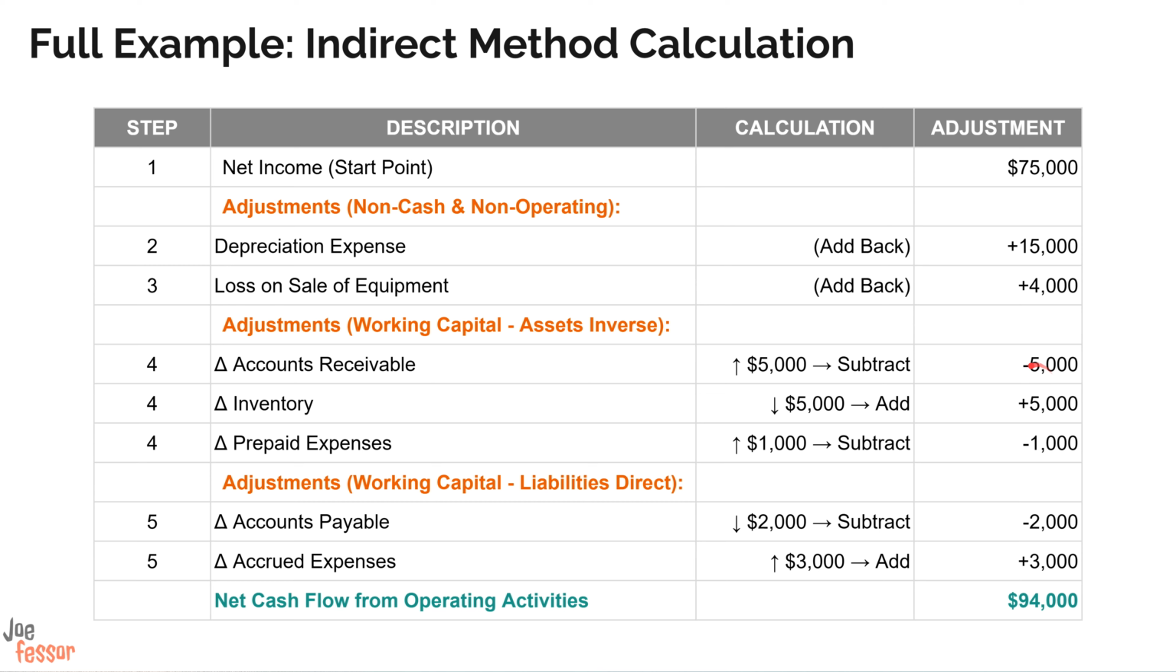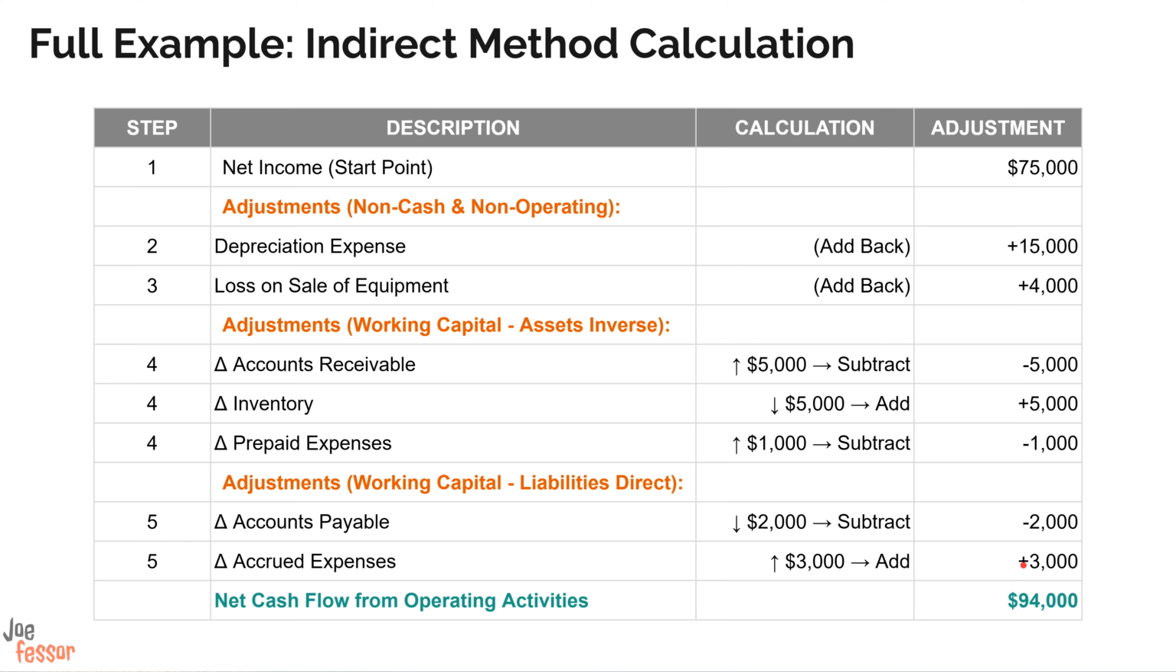Next, the assets. We subtract the $5,000 increase in accounts receivable and the $1,000 increase in prepaid expenses, because these increases mean less cash collected or more cash spent than the accrual items. We also add back the $5,000 decrease in inventory because it freed up cash. Finally, the liabilities. We subtract the $2,000 decrease in accounts payable because we paid down more debt than we incurred, and that costs cash.